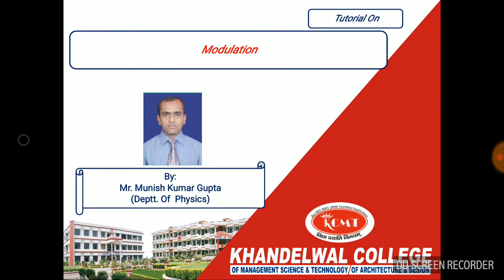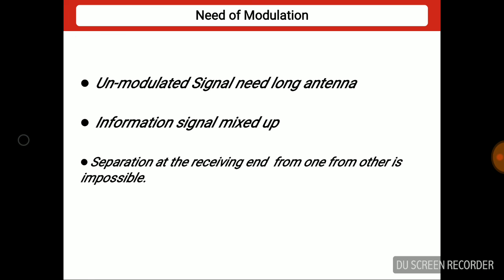Today we discuss modulation. First, we know what is the need of modulation. If we transmit an information signal directly, then we require a long antenna. Second, the information signal may be mixed with other signals, which creates difficulty at the receiving end in separating one from another.